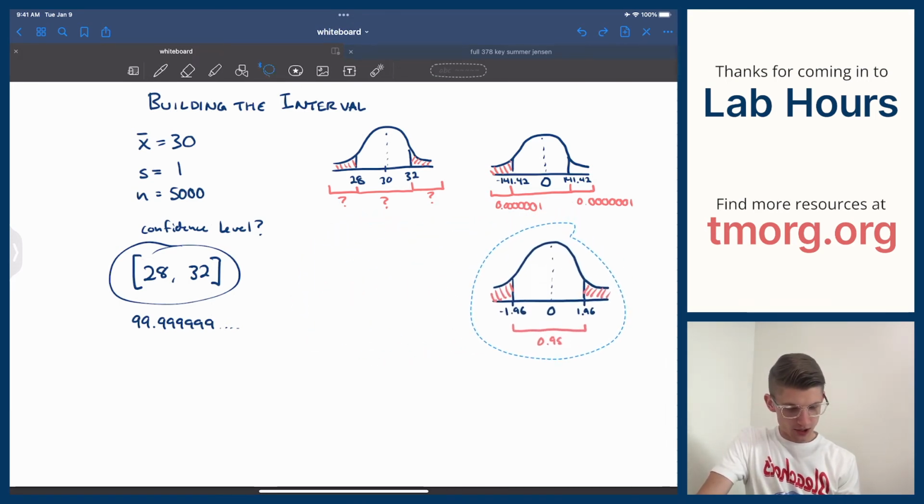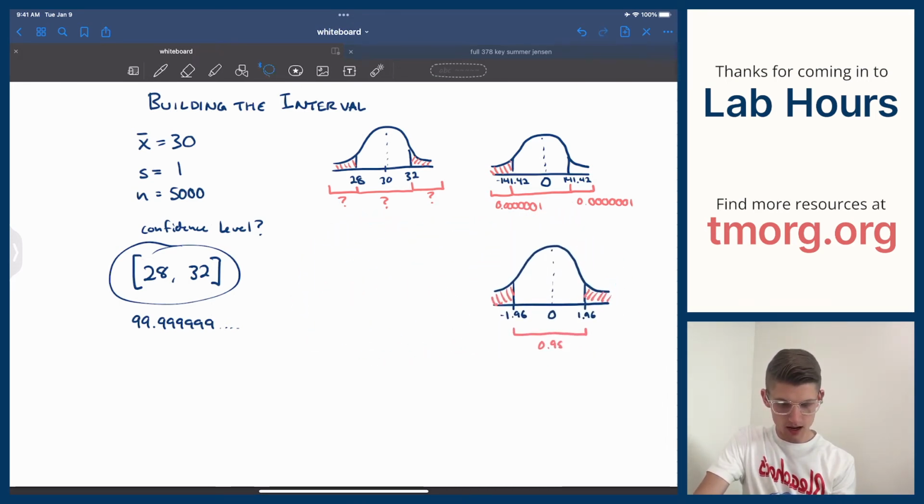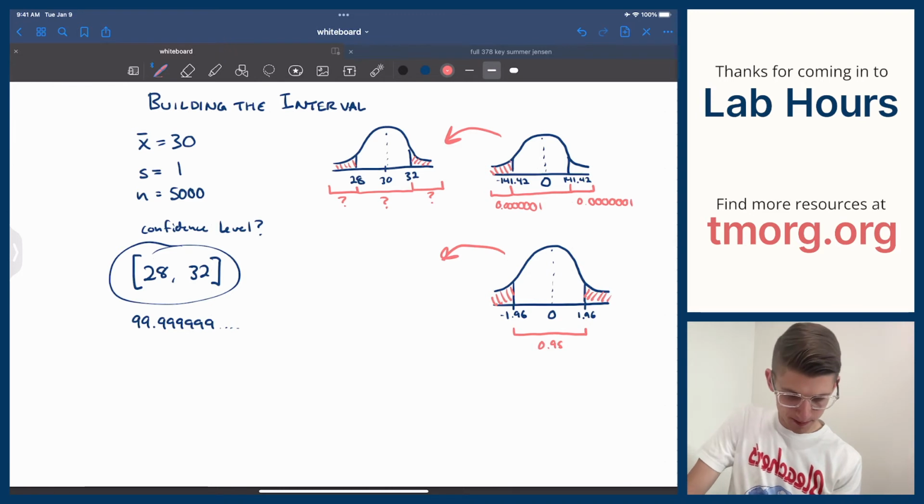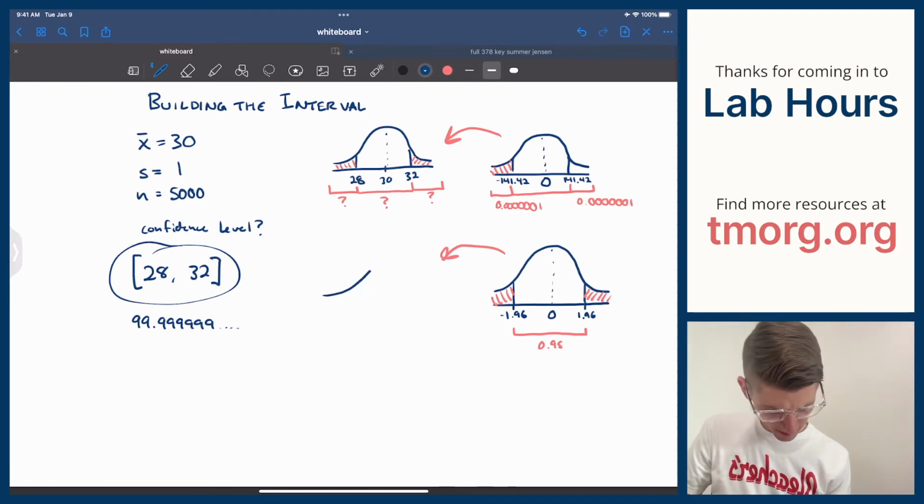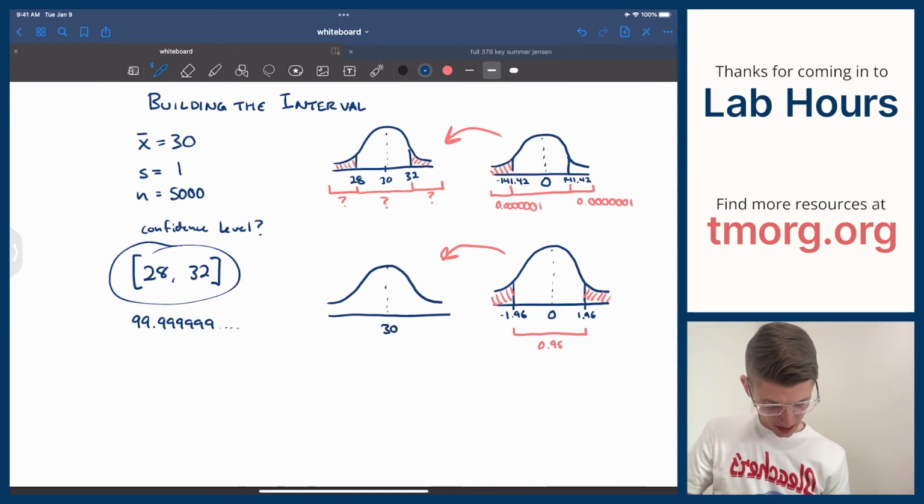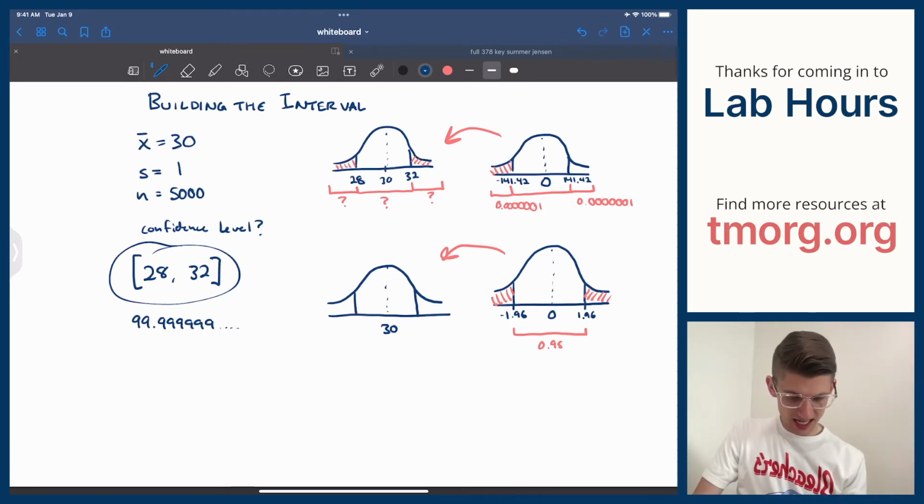How does that actually translate to my real world graph, okay? Let's draw this new graph. And I know I'm still going to have 30 in the middle because that's the average that they gave me, right? That isn't changing here. But I want to move these numbers in a little bit so it's a little bit easier to plan with them.